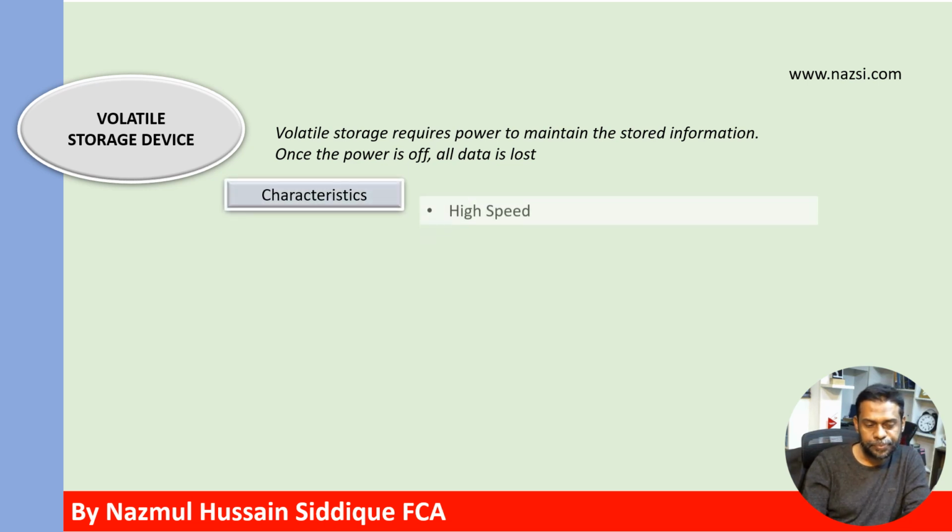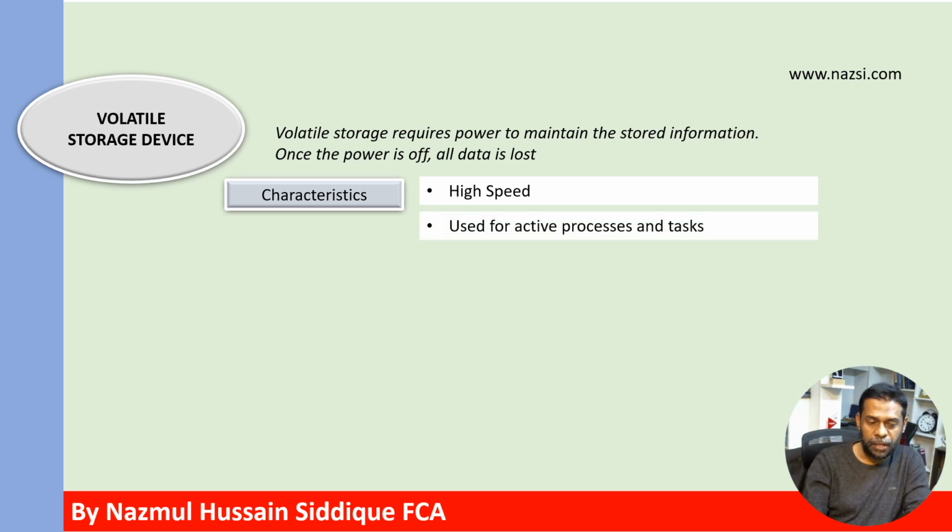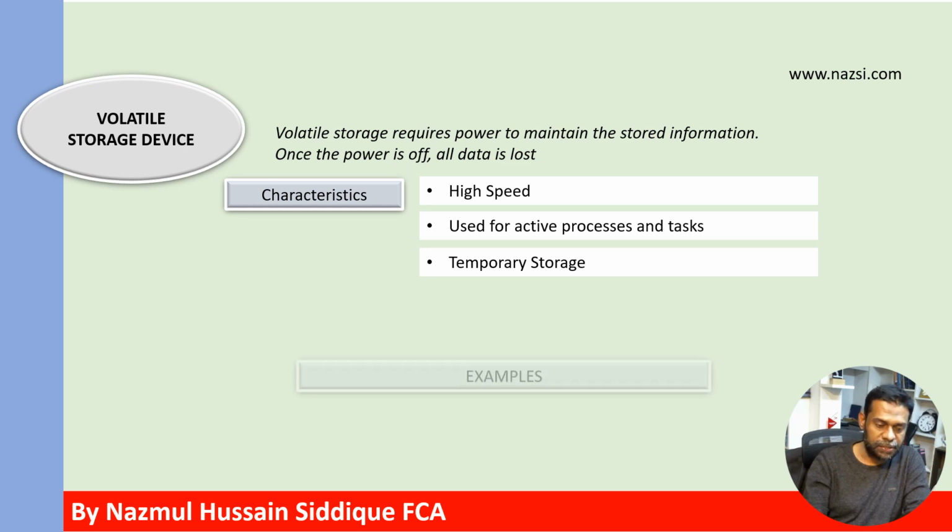Characteristics: high speed. Volatile storage devices are high speed, used for active processes and tasks. This sort of device is used for active processes and tasks. Temporary storage: a volatile storage device is a temporary storage device.